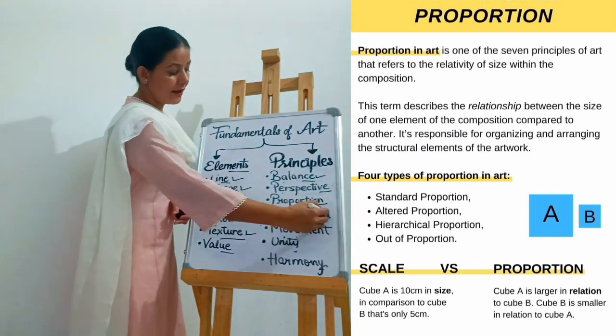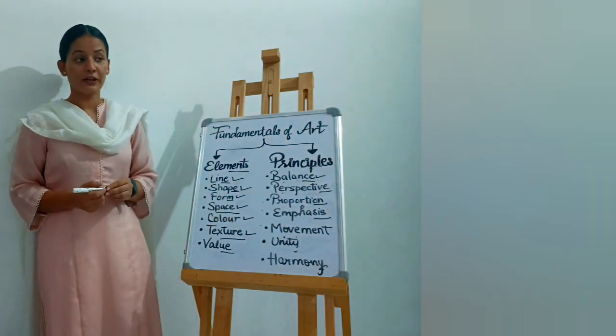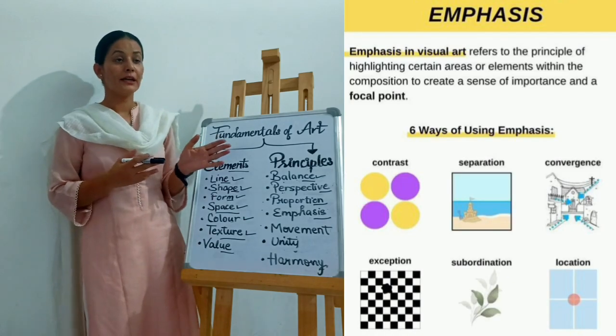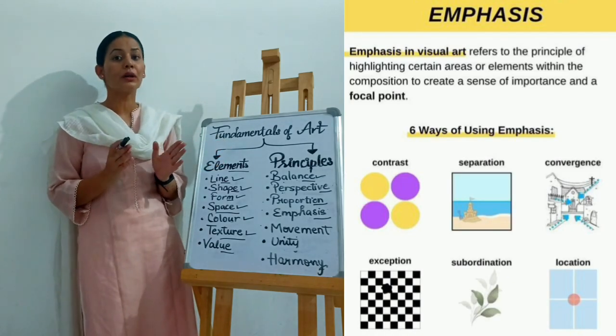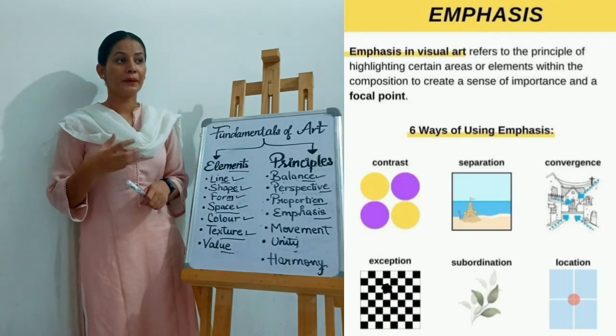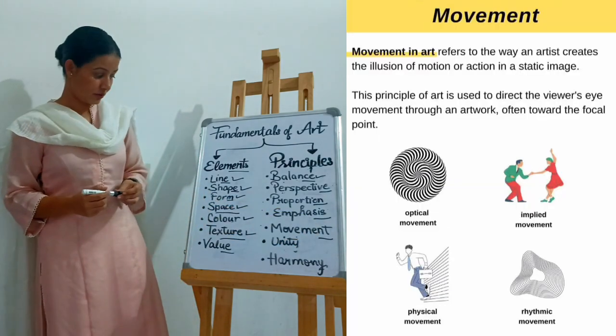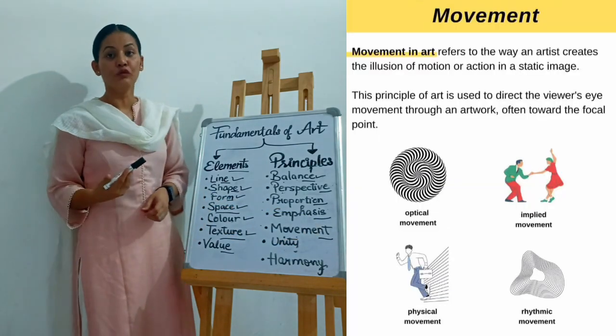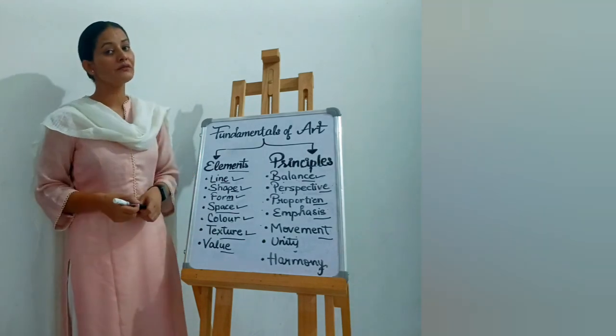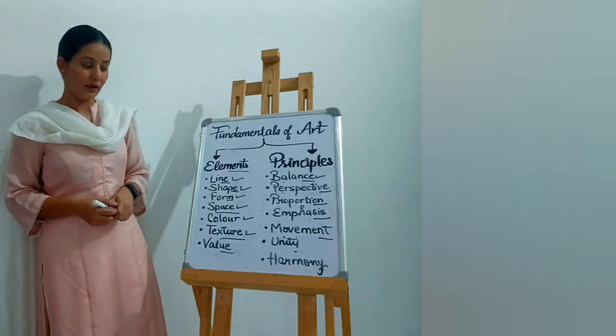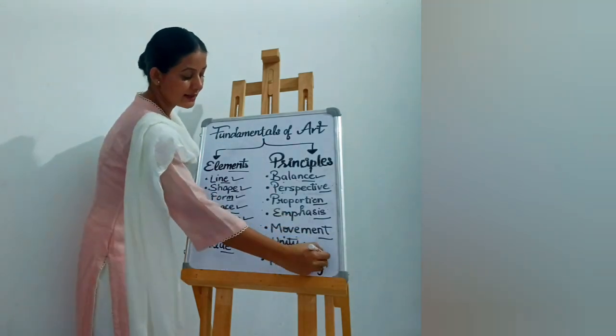Then there is emphasis. As we can see, in a composition there can be focus on a particular element or a particular form. Then there is movement. Movement is also important, as we can create movement in our artwork by using various forms of lines, even using color. Then there is unity and harmony.